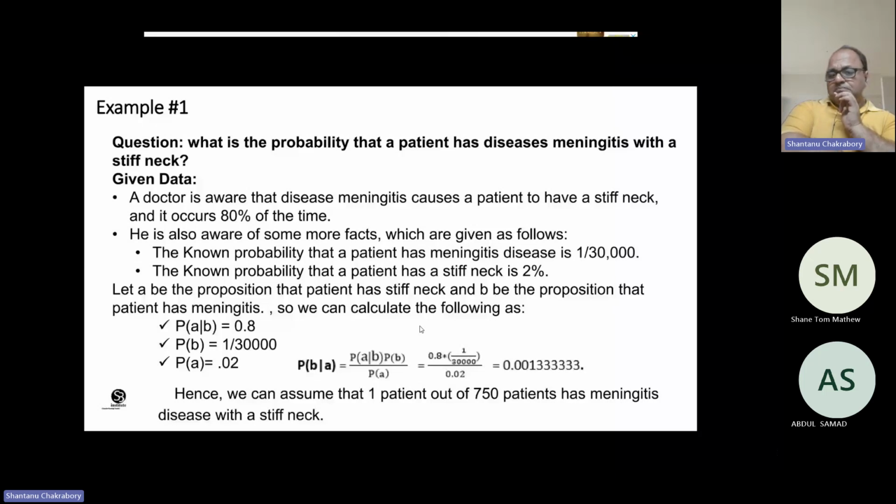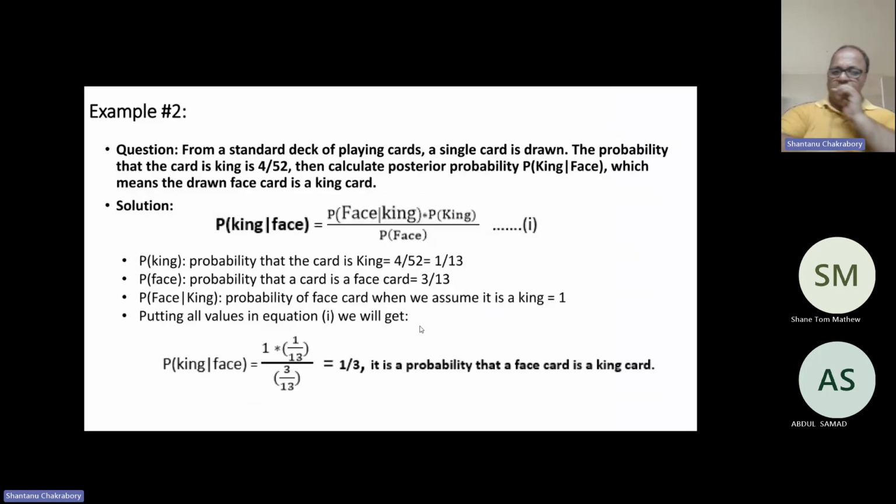How can we find out? By putting it into the formula, because these are the facts and figures which are provided. So once we put it in the formula, we can find out the patient who has meningitis disease with a stiff neck, right?